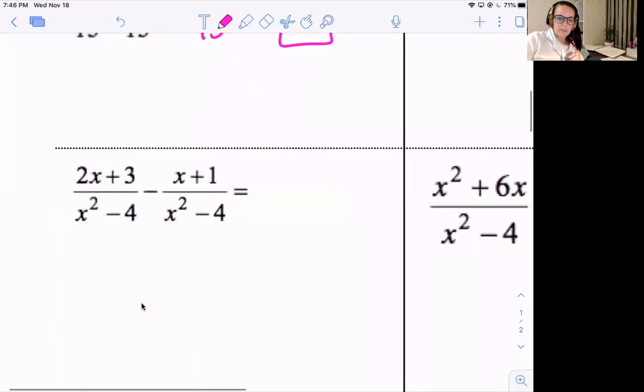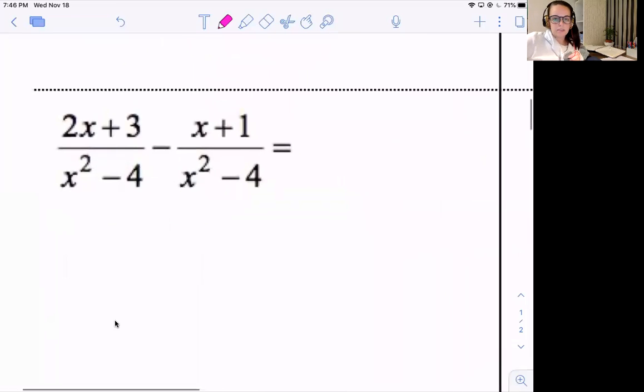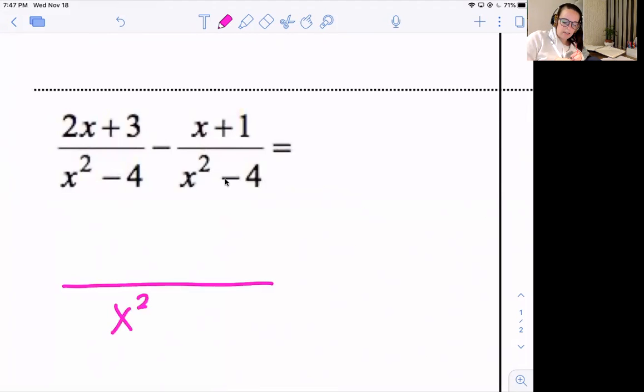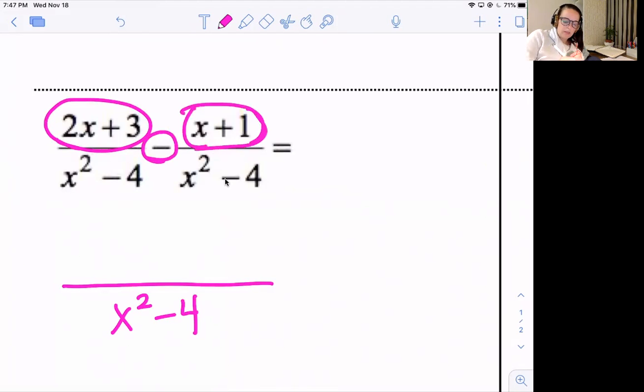We can do something similar when our problem looks like this. We have (2x + 3) over (x squared minus 4) minus (x + 1) over (x squared minus 4). So since these are like terms, we know the common denominator is x squared minus 4. And basically what I'm thinking here is I have this thing minus this thing here. Right? I can circle that. So I have 2x plus 3 minus the whole thing, x plus 1.